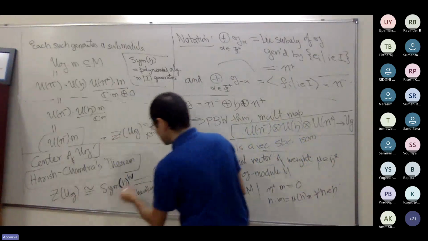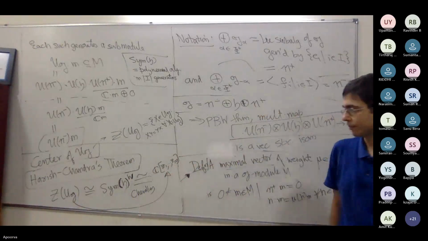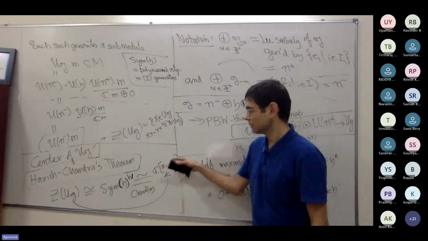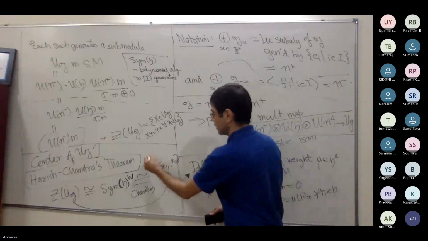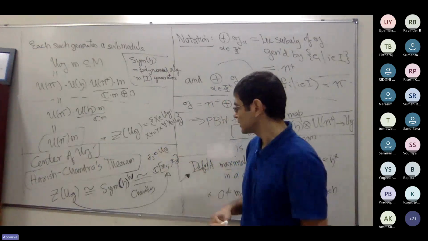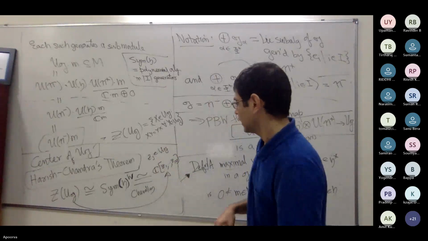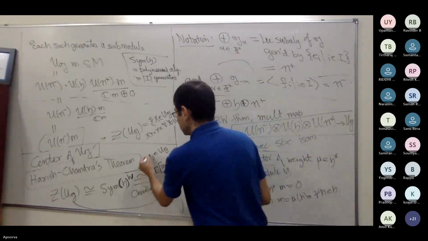So all I'm trying to say, therefore, is that the center is isomorphic to the polynomial algebra. These guys are the elements of UG. One of these central elements is called the Casimir element, and that's in degree 2.